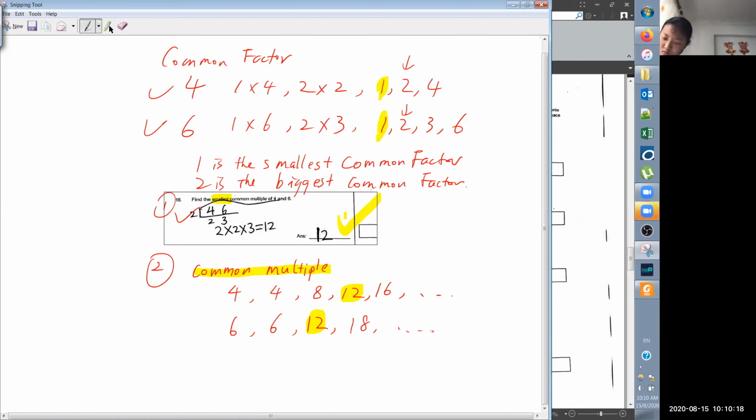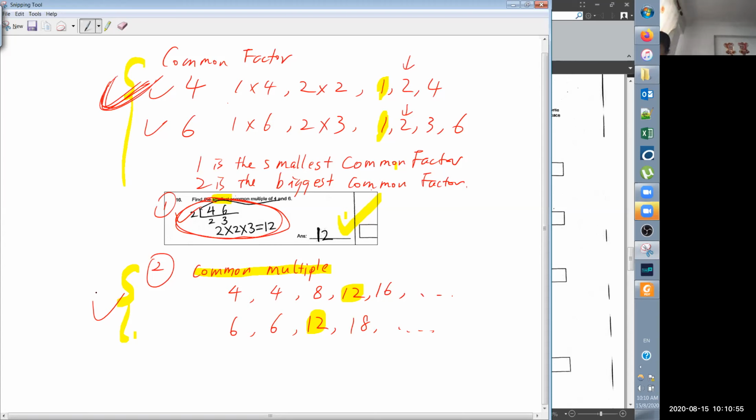This is the step to find common factor, and this is the step to find common multiple. Of course, like I say, you can use this method, but I think it's still better to use this method and this method. It's the safest. If you use this method, sometimes you might miss out one of them. That's why I really encourage you to use the one with the tick here. So this method for common factor, and this method for common multiple.